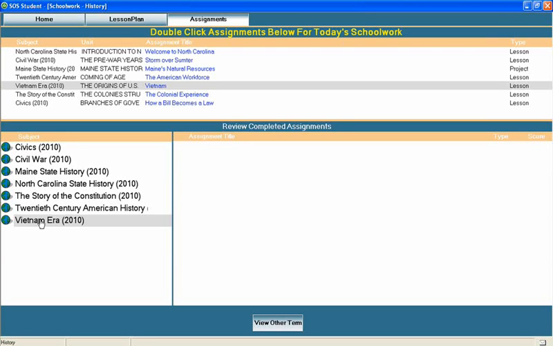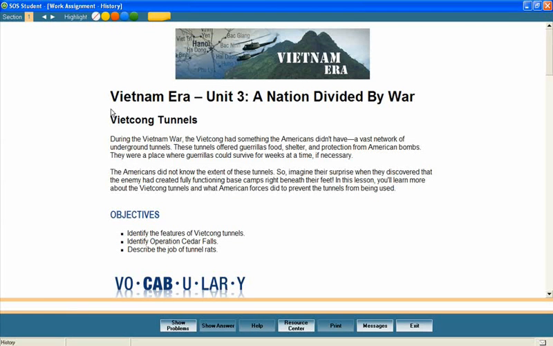Now let's take a look at a Vietnam-era lesson to see how topics like these are covered. In a unit entitled A Nation Divided by War, let's look at a lesson called Viet Cong Tunnels.